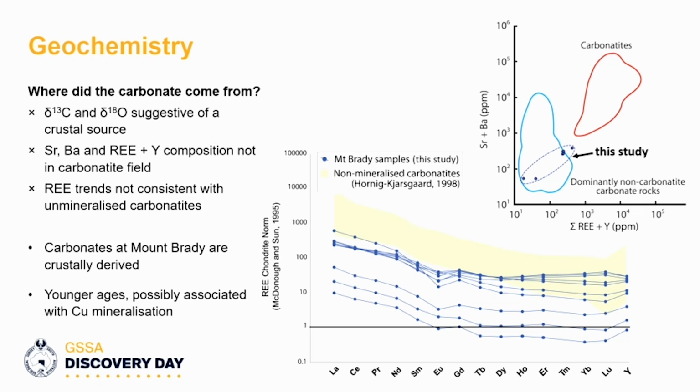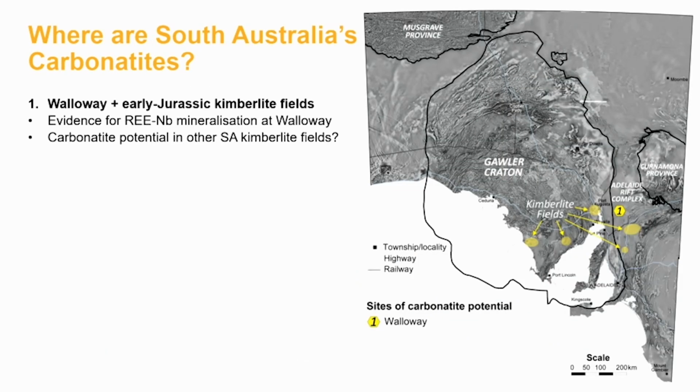So the conclusion for Mount Brady is that the carbonates are probably crustally derived, and so the previous interpretation of a skarn model is consistent. But these younger ages and their possible association with copper mineralisation is very interesting.